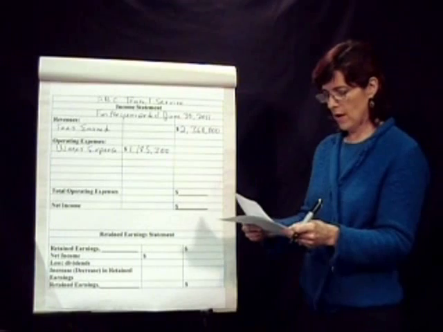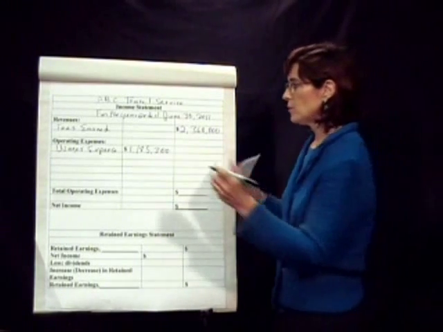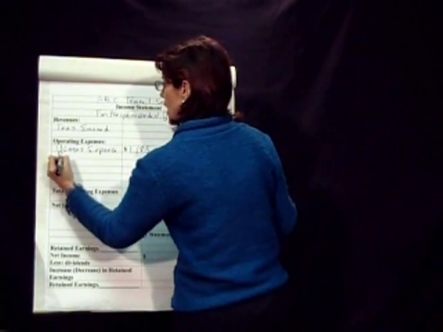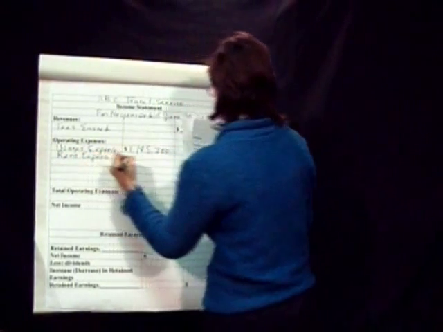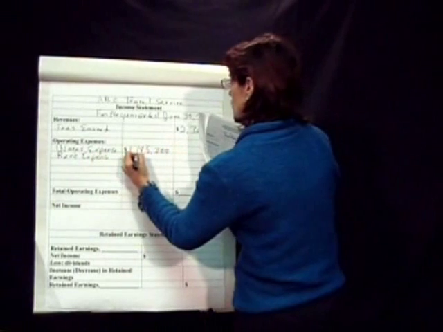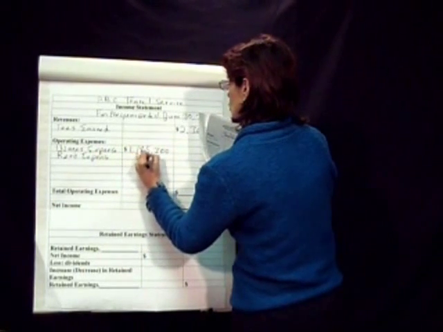next in order of amount? I think it would be rent expense. So write in rent expense. And that's $340,200.